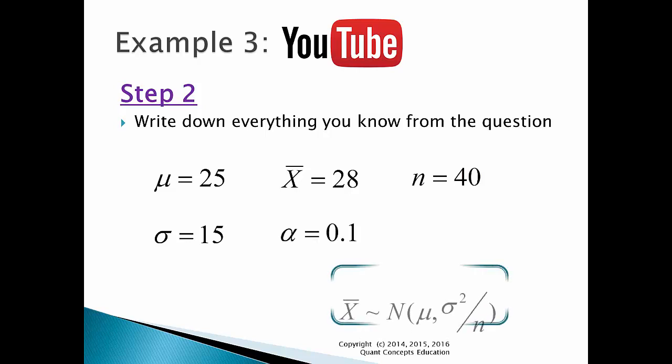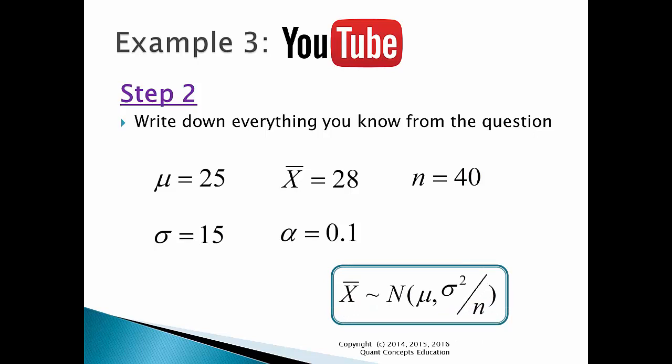Finally, we can write up the distribution. Substituting the values in, we find that the sample mean will follow a normal distribution with an expected average of 25 and a variance of 5.63.